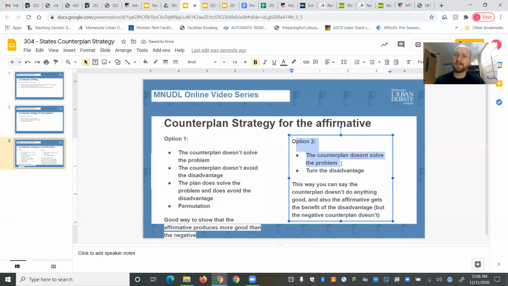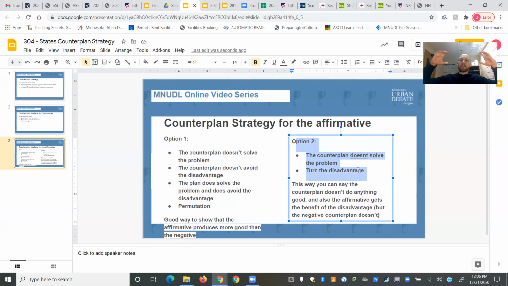You can still make the argument that the counter plan solves the problem of the affirmative as well or better than the affirmative, and you have good evidence to make that. Both sides have good evidence on that question. But when it comes to turning the disadvantage, you lose a lot of your advantage as the negative when the affirmative tries to turn the disadvantage, right?